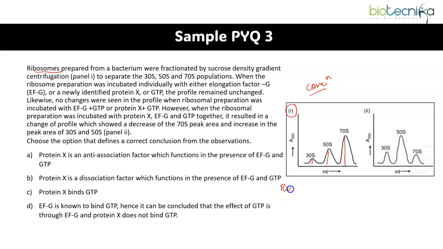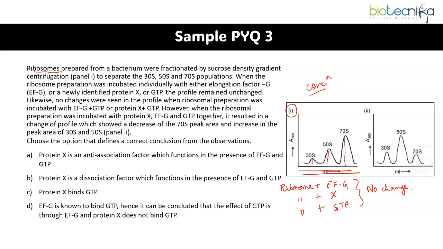So it is saying that when the ribosome preparation plus elongation factor G, or ribosome preparation plus a new protein that has been isolated, which is X, or the ribosome preparation with GTP, in all the three cases, there is no change in the profile. The same profile only it is given.